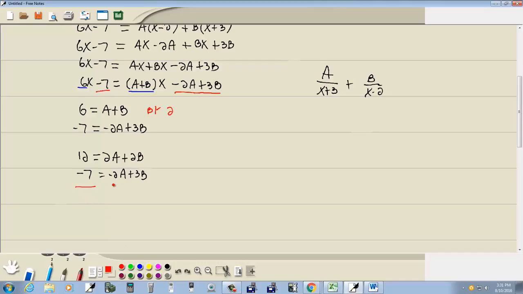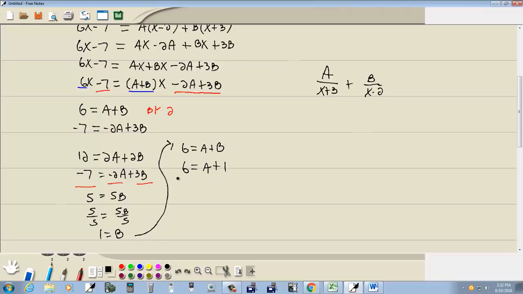And then I want to add these. 12 minus 7 is 5. 2a minus 2a cancels. 2b plus 3b is 5b. Then I divide both sides by 5, and you get b is equal to 1. Well, then we want to take that and plug that back into one of our equations to find out what a is equal to. And I'll pick my first one. So I got 6 is equal to a plus b. b is 1. So then take the 1 over, and I get a is equal to 6 minus 1, or a is equal to 5.